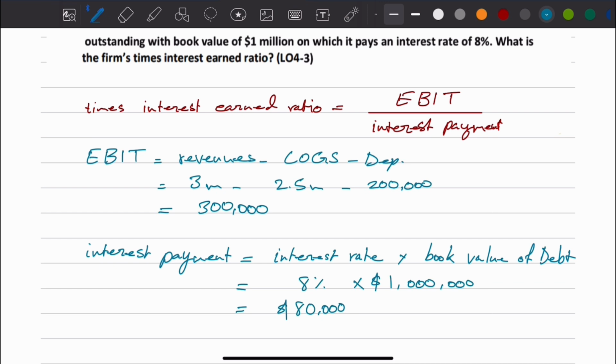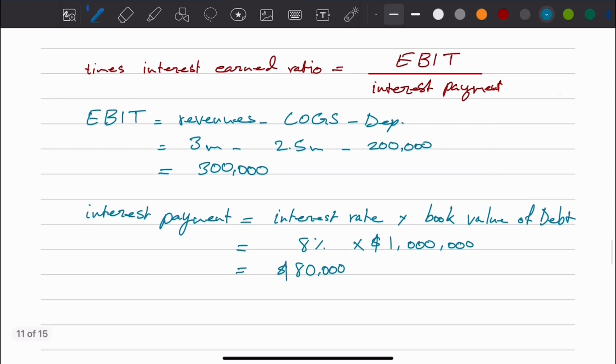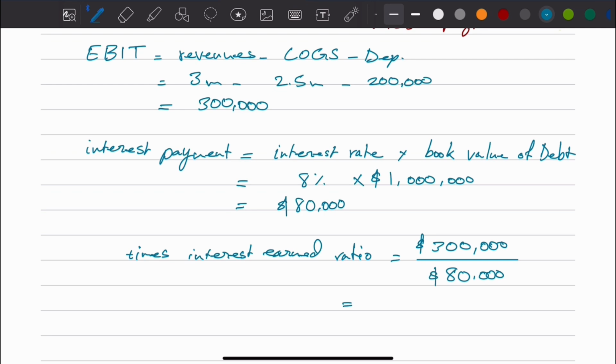All right. Now that we have both components that we need, we can go back to our formula and find the times interest earned ratio. So that means times interest earned ratio is going to equal $300,000 divided by 80,000, which is 3.75. Now what does this mean?